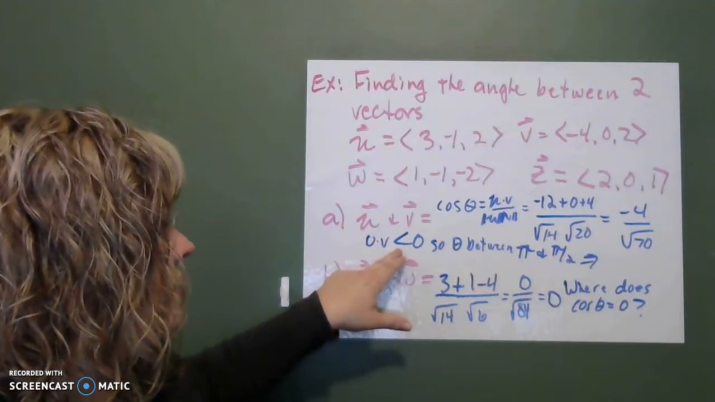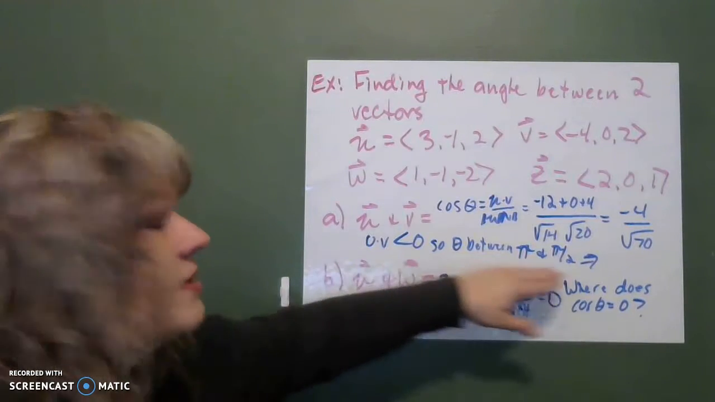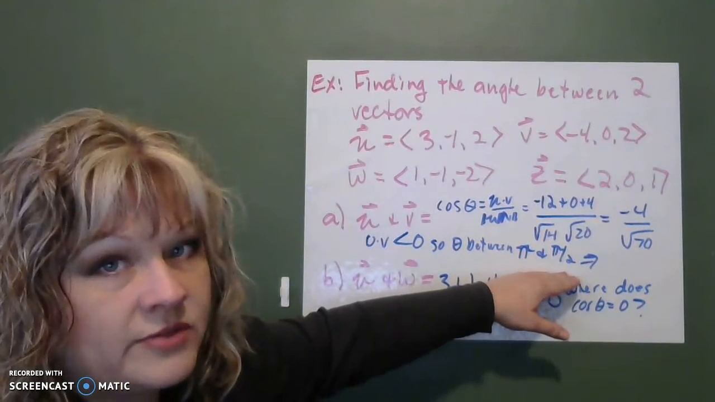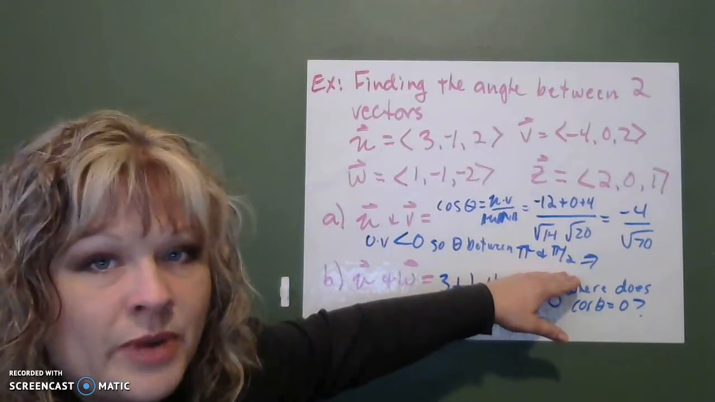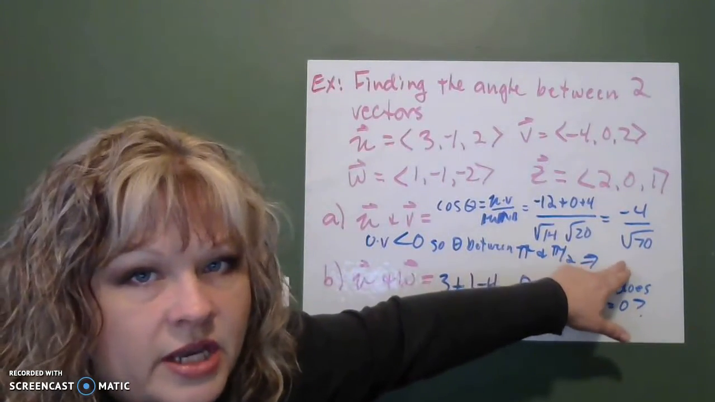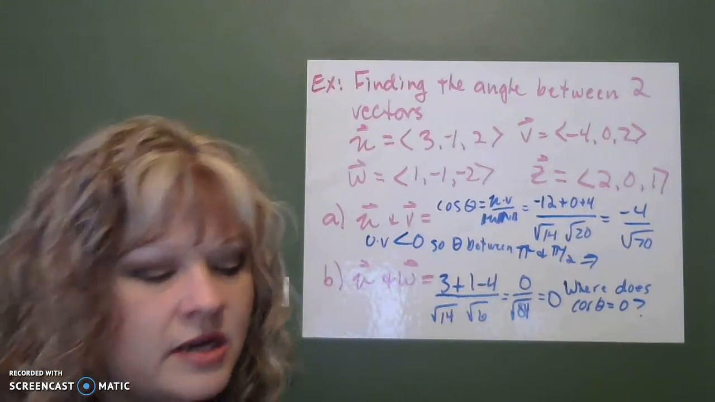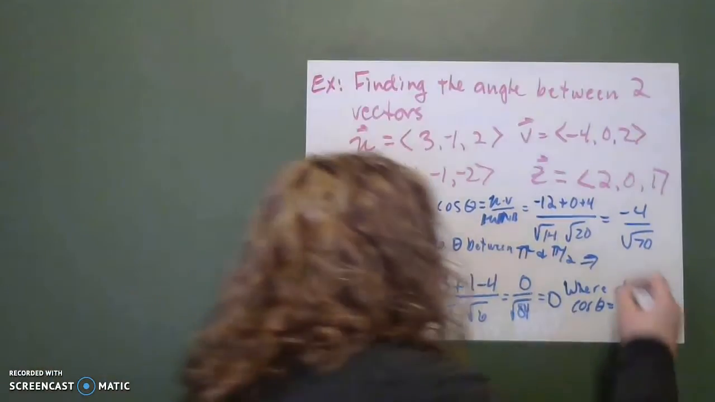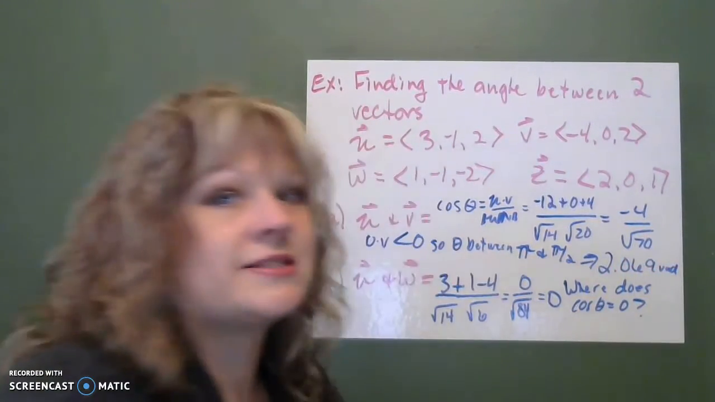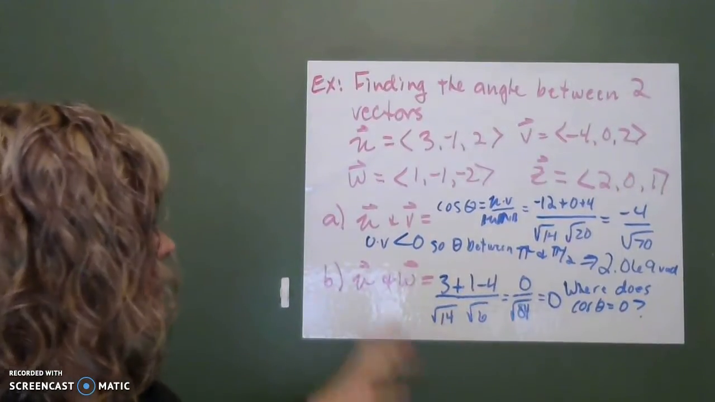So if the product between those two vectors is less than 0, that means theta has to be in between pi over 2 and pi. When we do the inverse cosine of this, the value that we're going to get is 2.069 radians. So you just want to make sure that's the number that you're getting when you do this, okay?